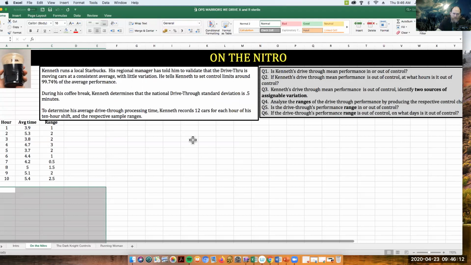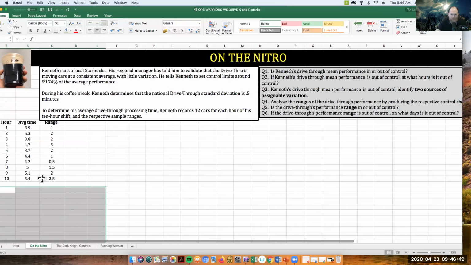So during his coffee break, how ironic is that? Kenneth determines that the national drive-through standard deviation is 0.5 minutes. That means if he looks at all Starbucks and somebody has figured out that the population standard deviation is 0.5. Okay, so that's what that is. So determine the average drive-through processing time. What Kenneth does is he records 12 cars per each hour of his 10-hour shift and the respective sample ranges.